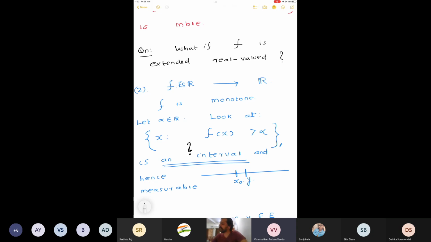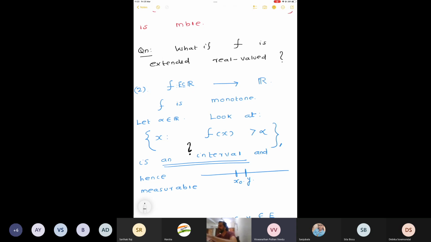So I think this question needs some clarification. Suppose I take f is a function from E subset of R to R and monotone. To define monotone, you don't need E to be measurable. Yes or no? Yes, sir. To define a monotone function, it is not necessary that the domain is measurable, whereas to define measurability of a function, the blanket assumption we make is that the domain is measurable.